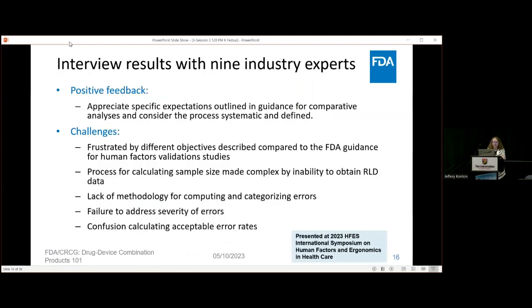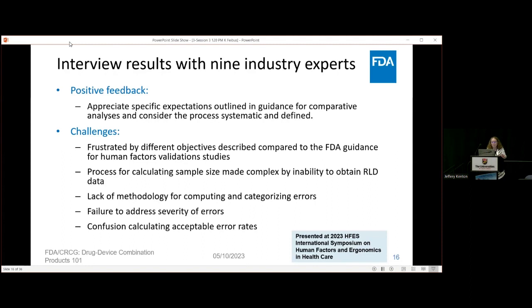So from the interviews they conducted, the positive feedback they received was appreciation for the expectations outlined in the draft comparative analyses guidance, and the considerations for how to approach the process. But the folks they interviewed were frustrated by different objectives that were described in the FDA guidance for comparative analyses versus human factors validation studies.